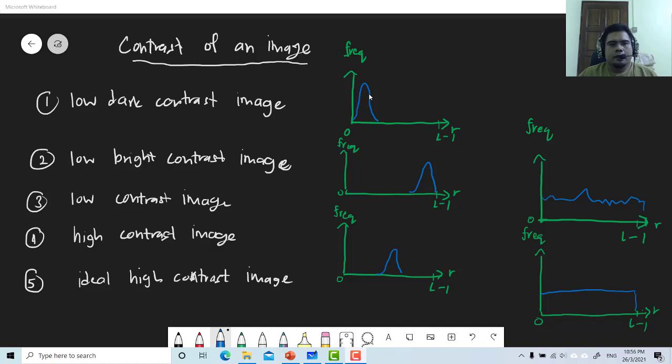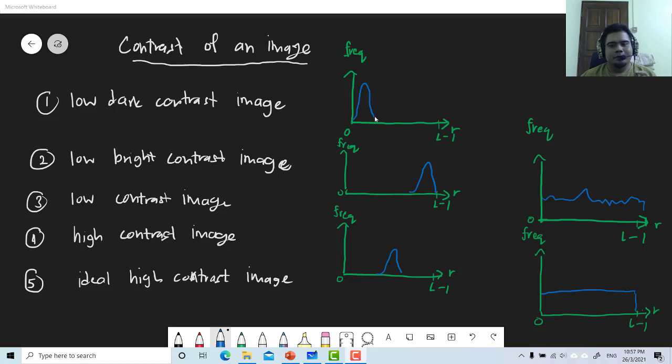Okay, so far, the whiteboard shows the summarization of what we explained earlier. As you can see, if you talk about a low dark contrast image, the histogram, I just draw roughly the histogram. Again, you can see that I used the r there, and the y-axis is frequency. If the histogram occupies that region, I draw it as a continuous line.